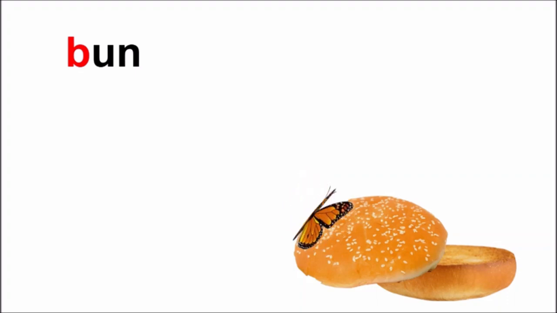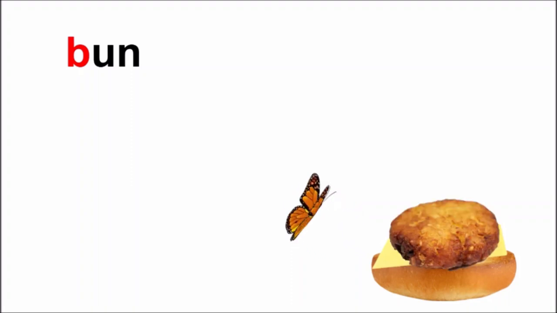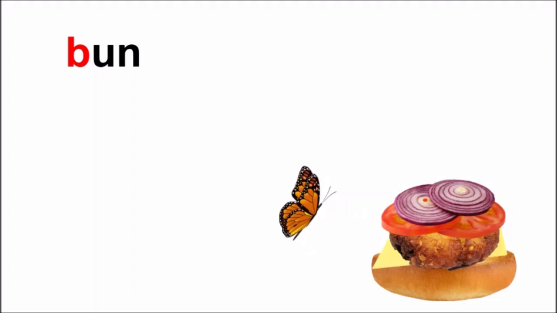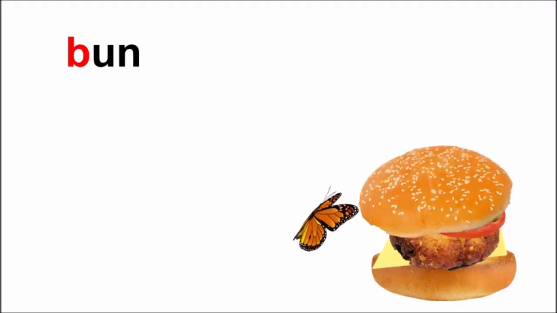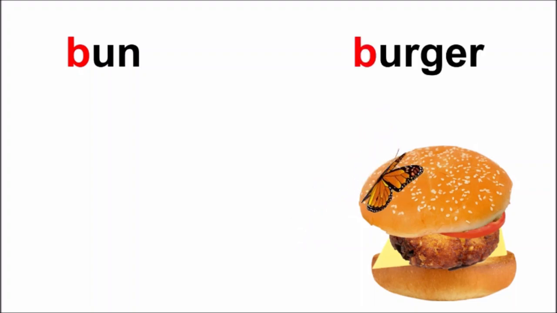What is this children? It is a bun. Biba bun. And you know what you can make with this bun? Let us see. I'll show you what you can make with this bun. Put cheese slice on one part of the bun. Put aloo tikki, tomatoes, onions and then the other side of the bun. What is this children? Yes, it is a burger.